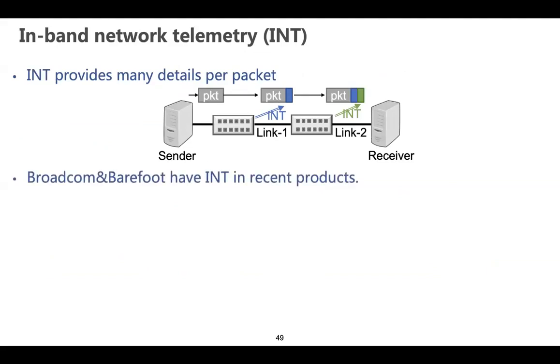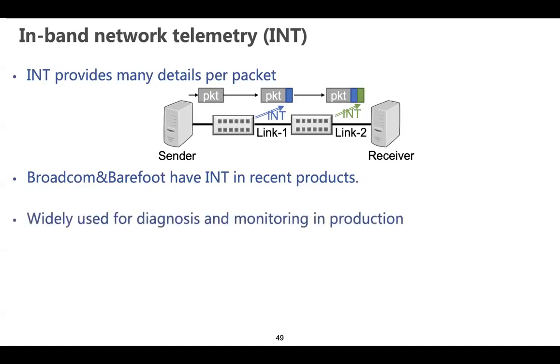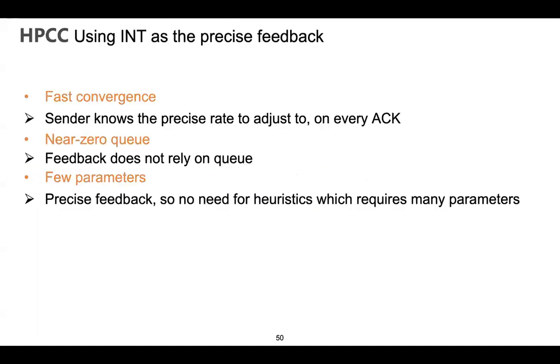In fact, big switch vendors such as Broadcom and Barefoot all have INT supported in their recent products. And this feature has actually been widely used in production, but only for diagnosis and monitoring purposes. So we ask how well we can do with INT as feedback for congestion control. And to answer this question, we design HPCC. HPCC can achieve fast convergence because the sender knows the precise rate to adjust to with the precise information. It has near zero queue because feedback doesn't rely on the queue. And it has very few parameters because with the precise feedback, there's no need for the heuristics.